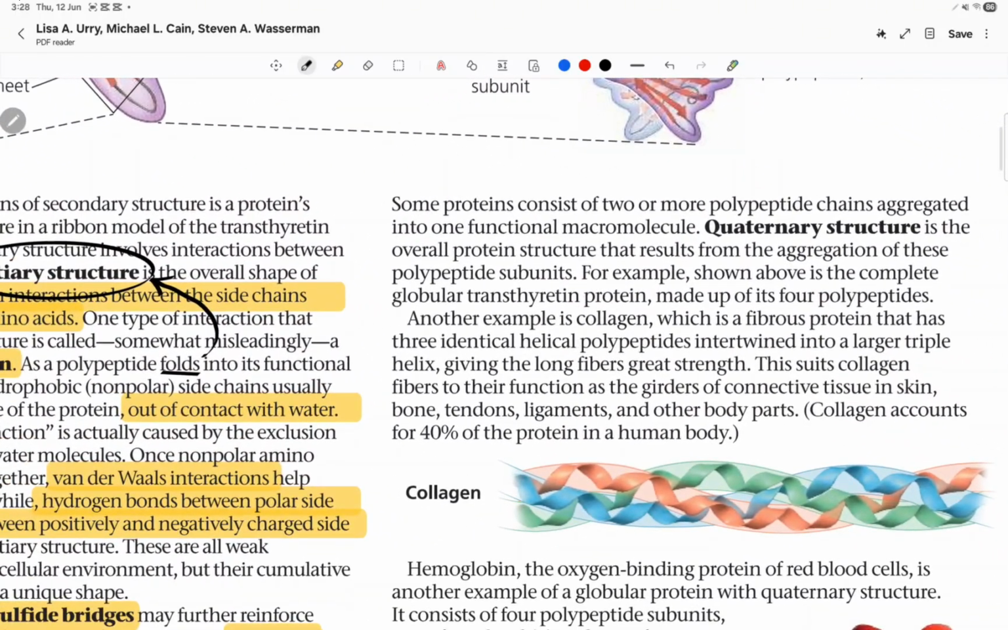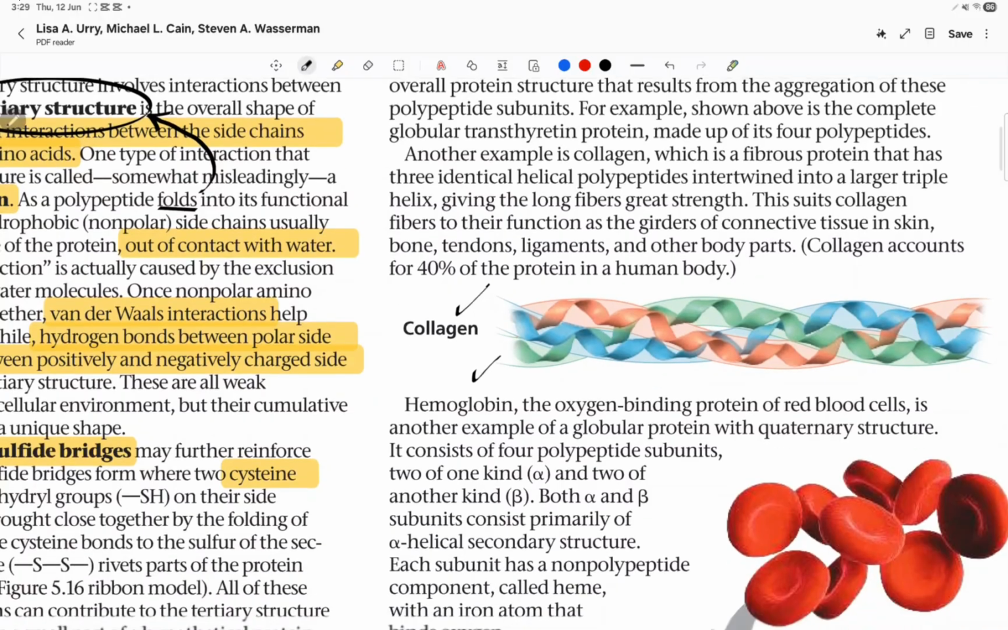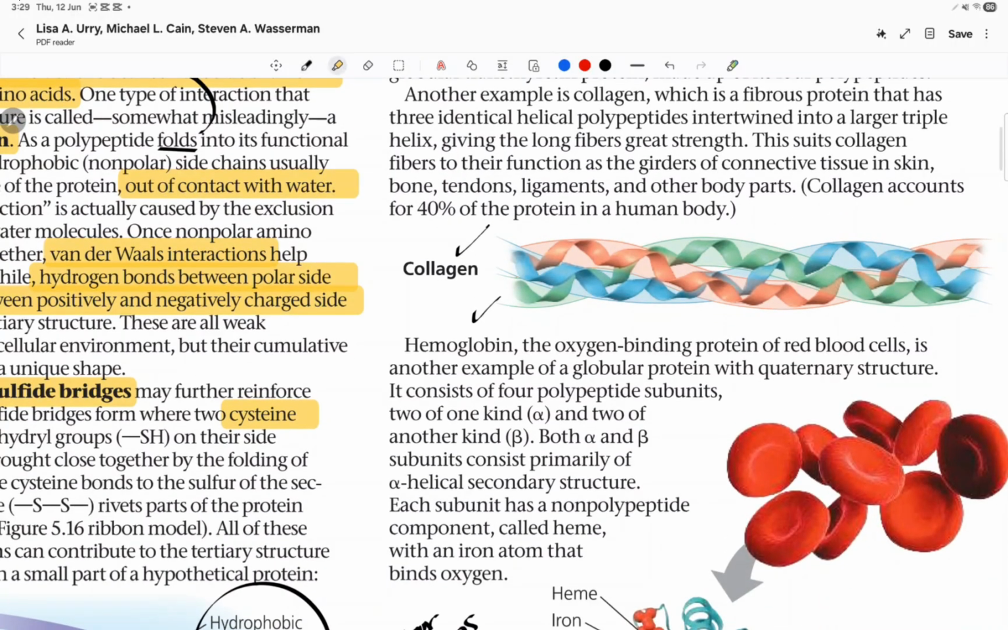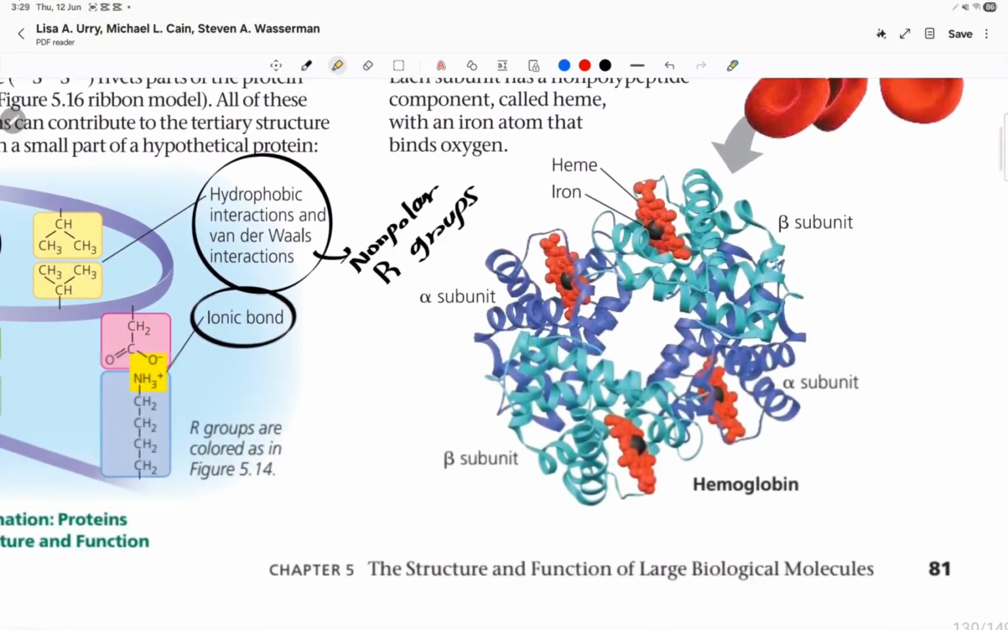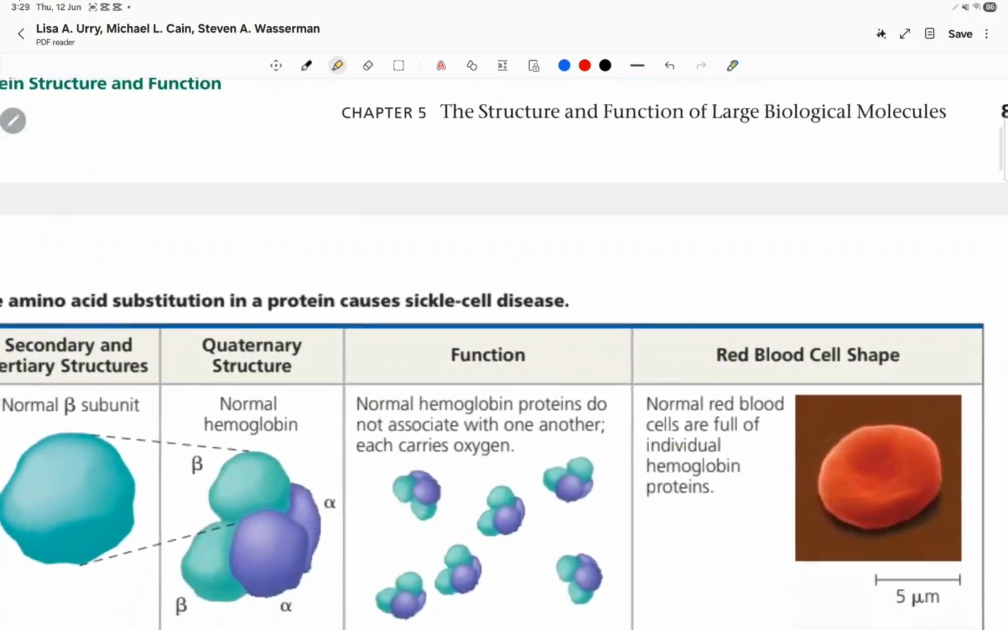We also have, only for some proteins, something called quaternary structure, which is going to be the result of the union of two or more polypeptide chains. An example is going to be collagen or hemoglobin. In the case of hemoglobin, it's made of 4 of those chains that have been bonded together.